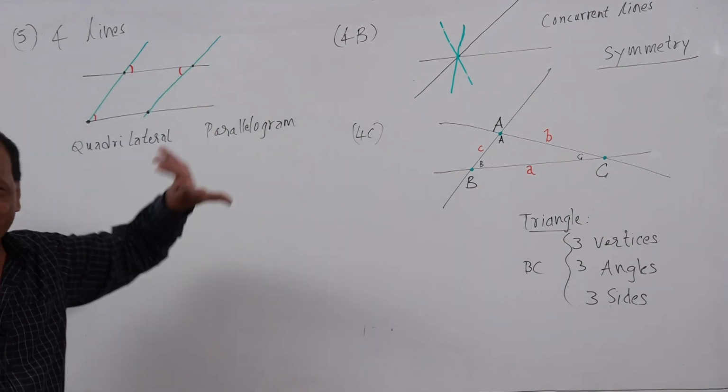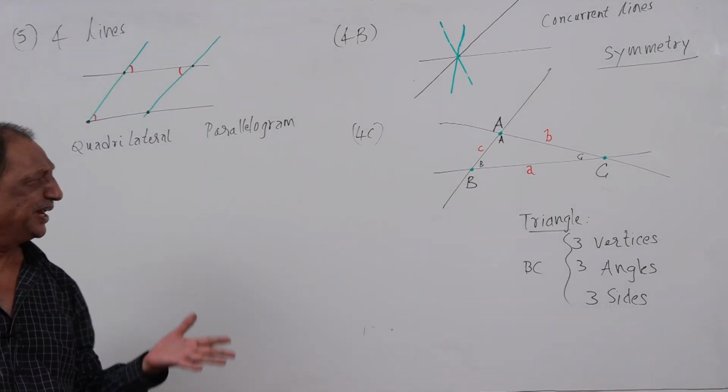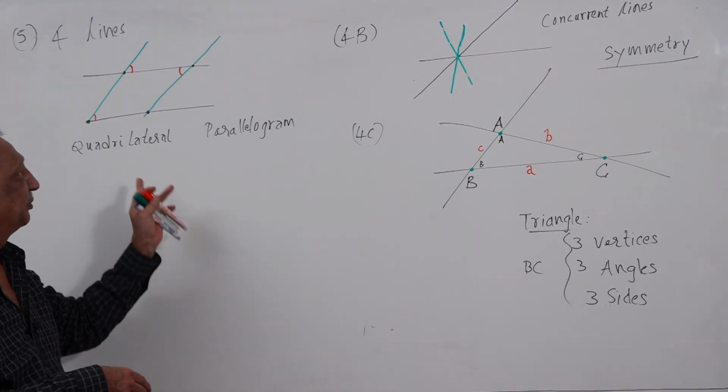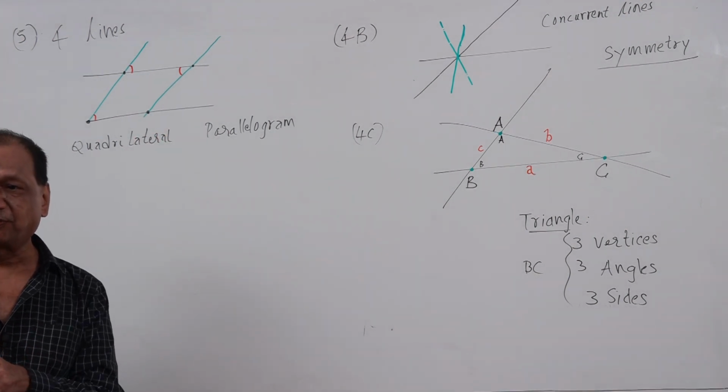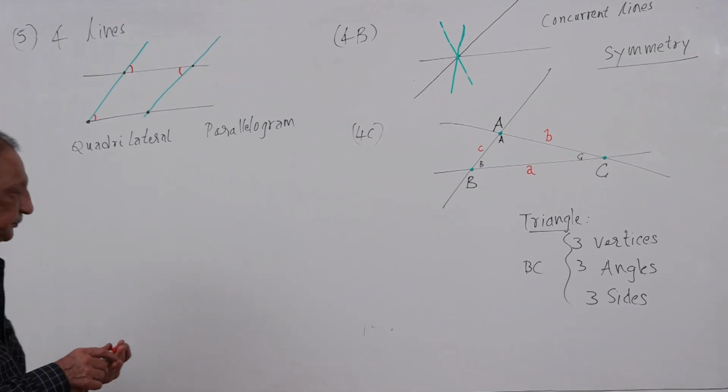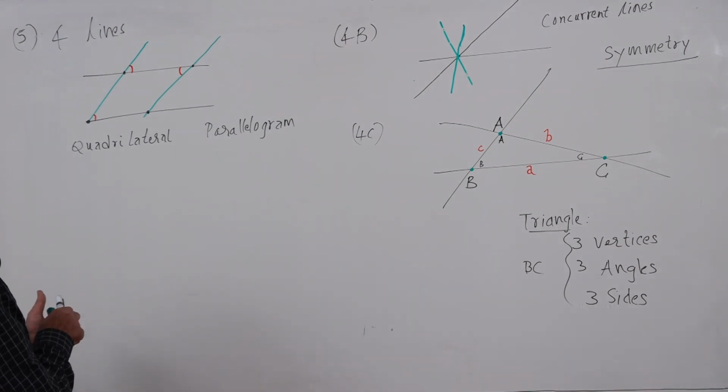Similarly, opposite sides are also equal. That I may not be able to prove right now, but you can take it as an axiom. Later on we can even provide a proof for it. Opposite sides are equal, opposite angles are also equal to each other. Okay. Then there is a special case of this.